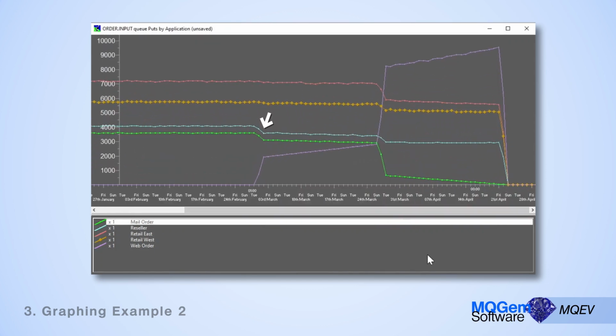We can see the mail order and reseller applications took an early reduction when the web order application came online, and later, as the web order application ramped up, the application that handles the Eastern Region retail took a dip, as well as the mail order application, tending towards 0. Over time, the web orders application increased to be the largest user of this order input queue.